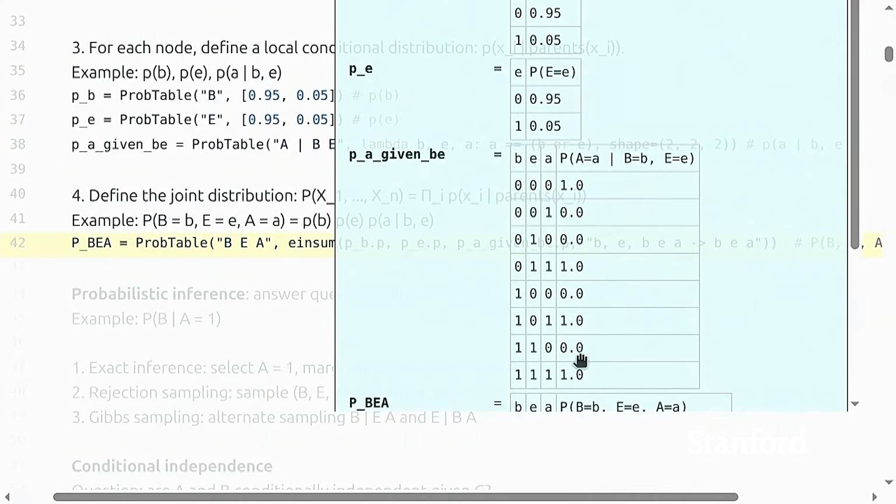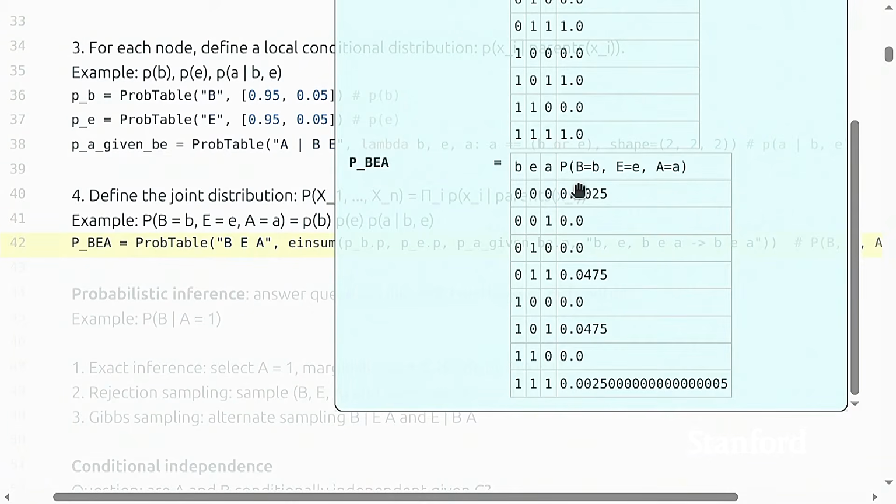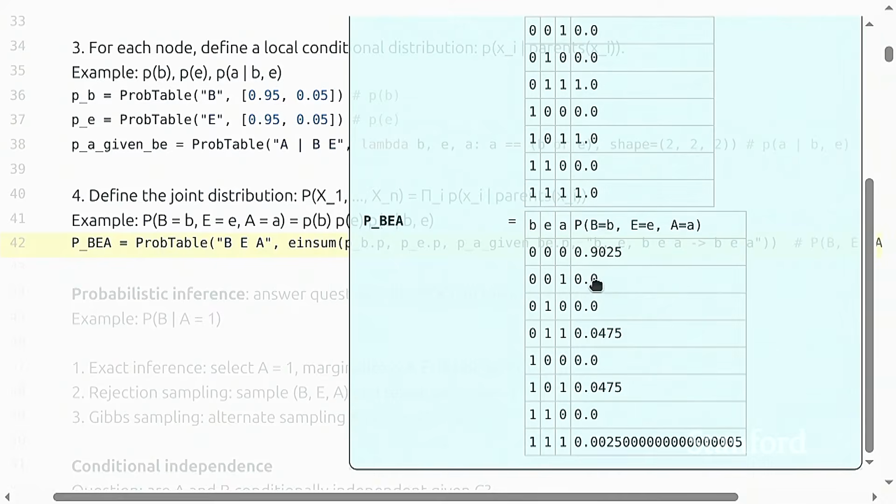If you sum all of these numbers, you should not get necessarily 1, right? Because this is a conditional distribution. For every B and E, if you sum A, you get 1. And here, this is a joint distribution. If you sum over all the assignments, you get 1. Okay, so that's a Bayesian network. We've seen this twice already.